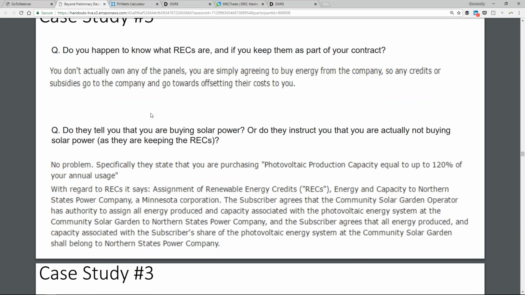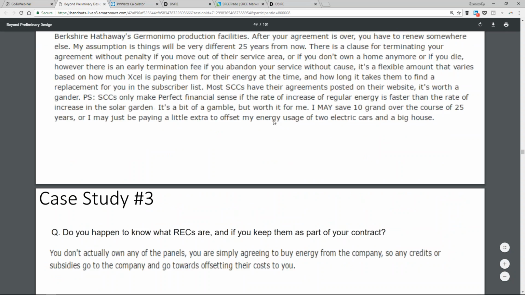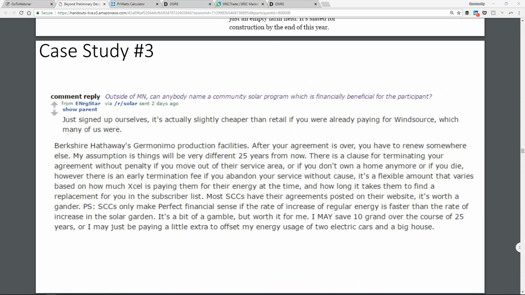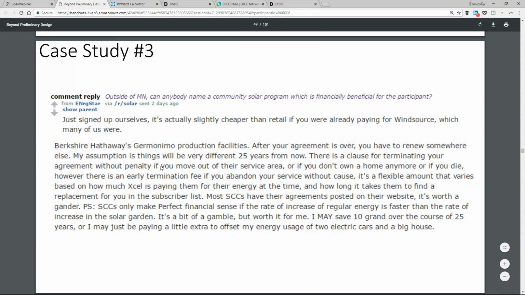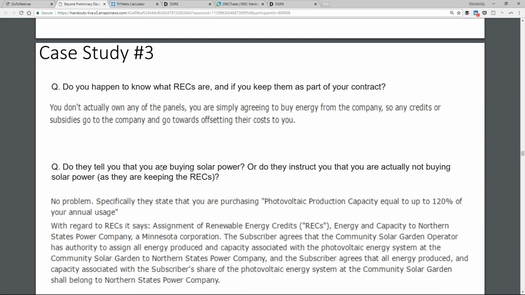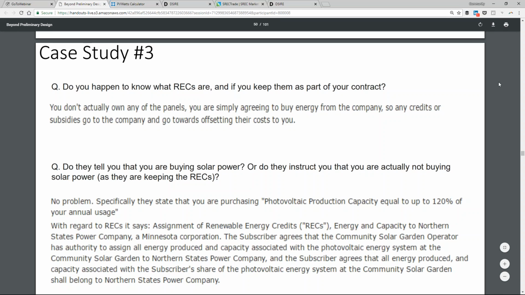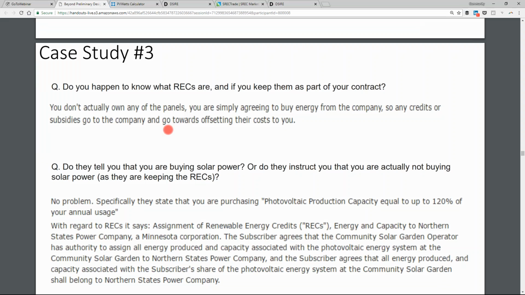I say, well, what happens to your renewable energy credits? If he's on wind source already, he's on that green power purchasing plan, and that means he gets to keep his renewable energy credits. So does he get to keep his renewable energy credits on this cost equivalent community solar program? And his response kind of indicated to me that he didn't really know what I was talking about.